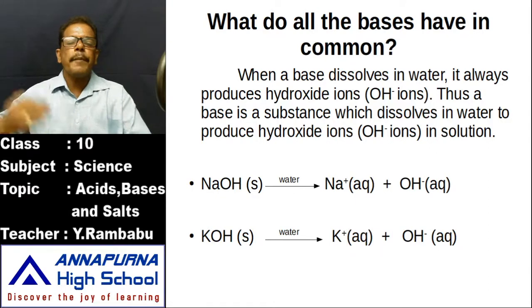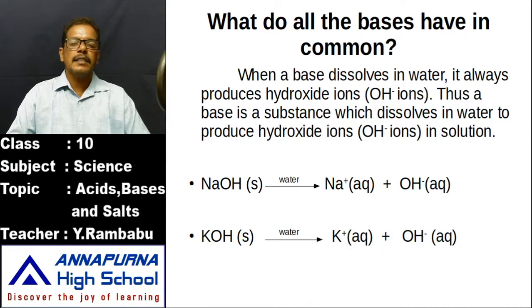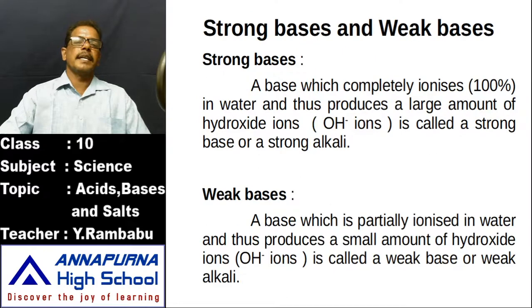If more OH minus ions are present in unit volume of solution, then that is a concentrated solution, a concentrated base. If fewer OH minus ions are present in unit volume of solution, then it is a dilute solution. Like that we define concentrated bases and dilute bases.